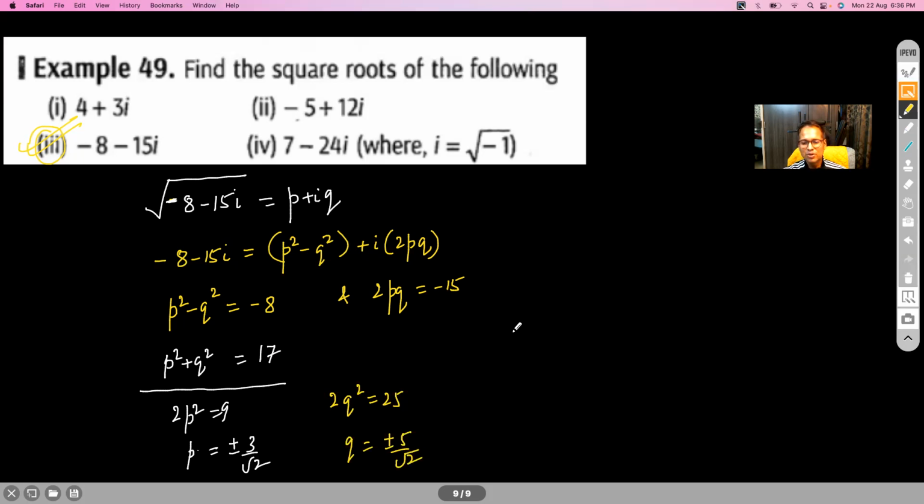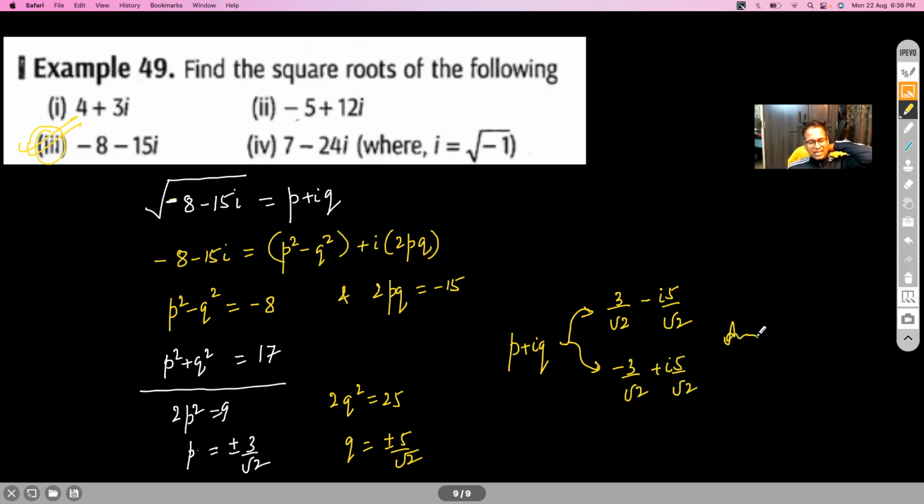Correct. So 4 answers are possible, but you are only going to write the ones where the product PQ is minus 15 by 2. So you will end up getting only 2 combinations. One is 3 by root 2 minus i times 5 by root 2. Another will be minus 3 by root 2 plus i times 5 by root 2. So these are your answers to this question. Right? So you don't have to explain everything while solving this as a question for your JEE exam.